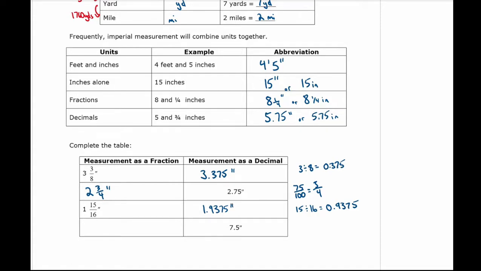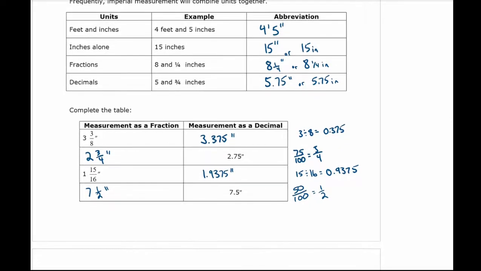For 7.5, so 7.5 inches, again, my whole number is going to be 7. Now I need to convert 0.5 to a fraction. So 0.5 or 0.50 would be the same as saying 50 over 100, or it's basically a half. So that means as a fraction, I would have 7 1/2 of an inch. So that would be converting as a fraction and as a decimal, again, depending on how you want to explain or describe your measurement.